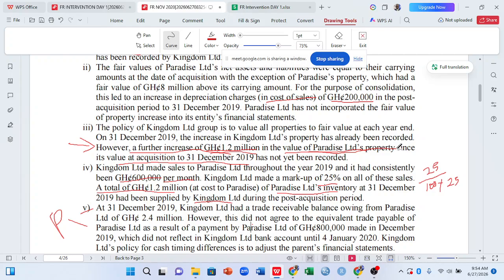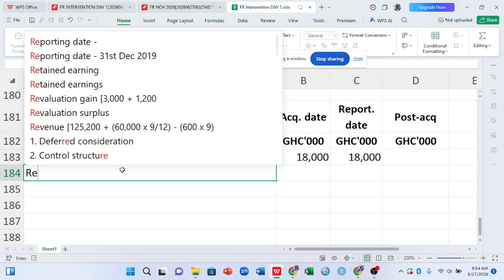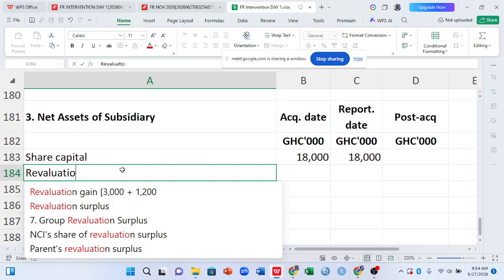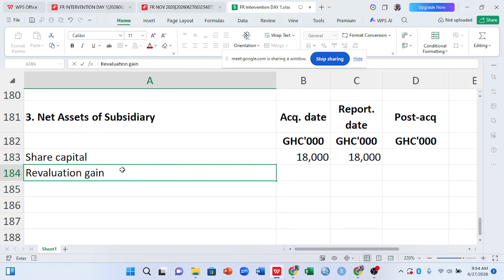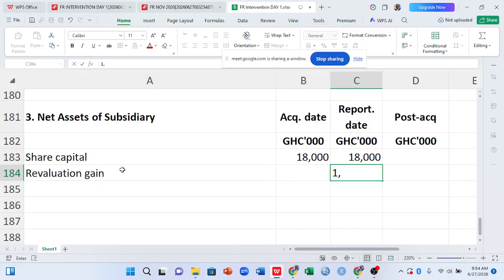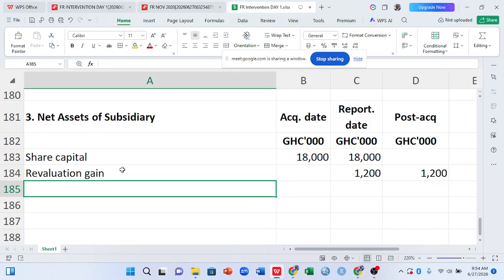So we need to account for that revaluation gain. That one was within the year and was not accounted for. So we need to account for that. So I'll bring that one there. So that was a revaluation gain of 1,200. Our reporting date to be the same figure at post acquisition.